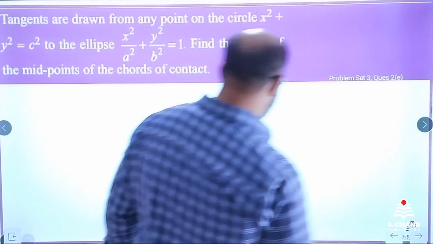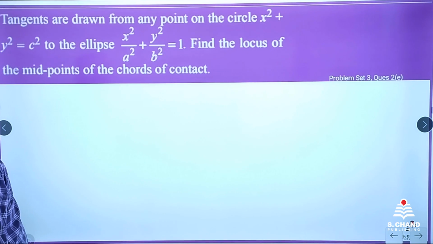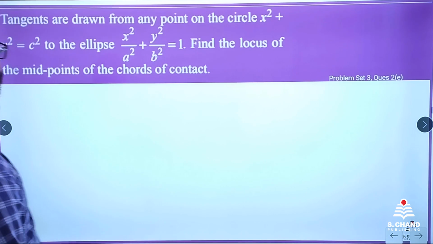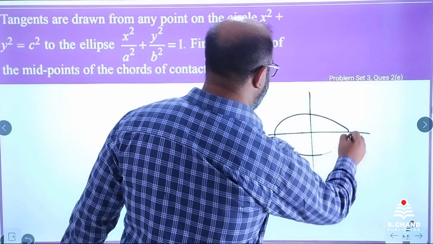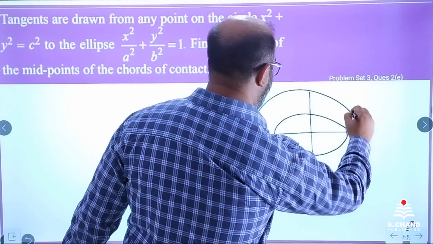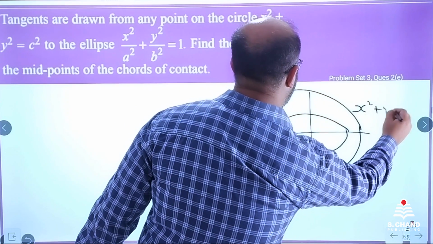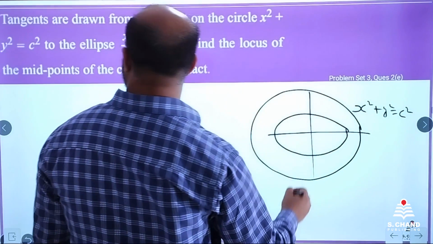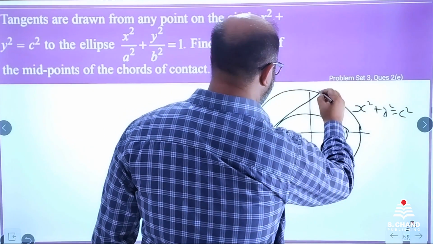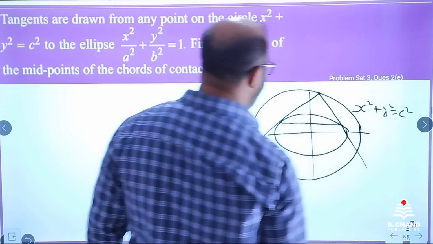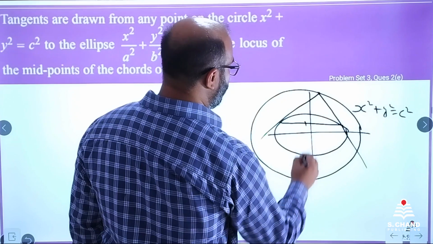Now let us come to the next question. Tangents are drawn from any point on the circle x square plus y square is equal to c square to the ellipse x square by a square plus y square by b square equal to 1. So we have this circle and there is an ellipse. This circle is x square plus y square is equal to c square, and this is the ellipse, and we are drawing two tangents, and then we have the chord of contact here, and there is the midpoint.